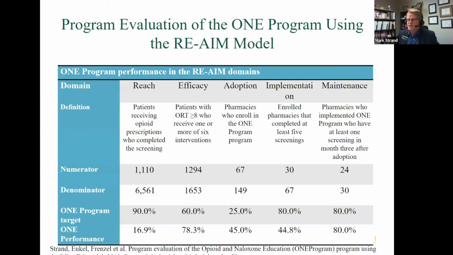However, implementation, that is those who adopt who actually go on to complete at least 5 screenings. Our target was 80%. We thought if they adopt it, surely they'll carry on, actually start it. It turns out only 44.8% of those who adopted it actually got started. So there was a hang up there. So this kind of evaluation allows you to identify, if we want to have optimal population impact, where the shortcomings are. And now we've identified two. One, to increase the reach, that is the eligible patients who come in getting screened.